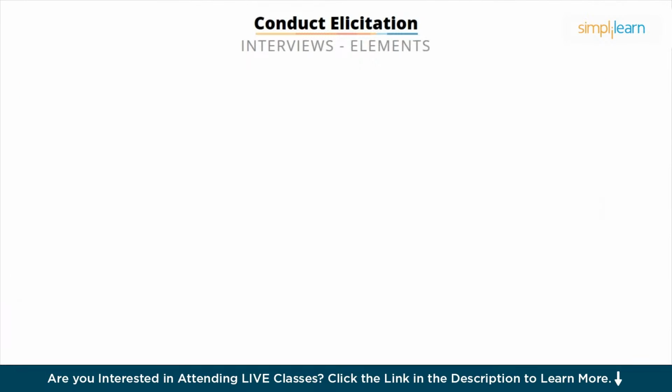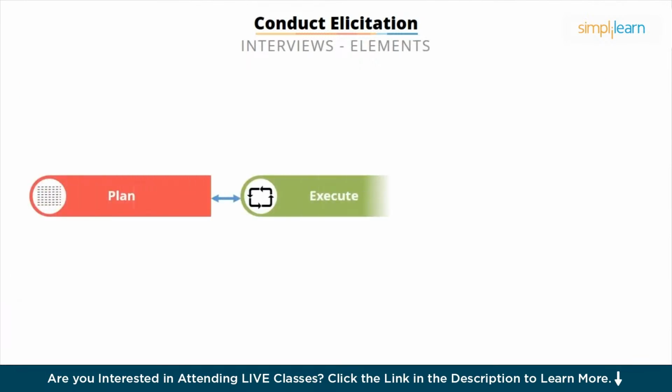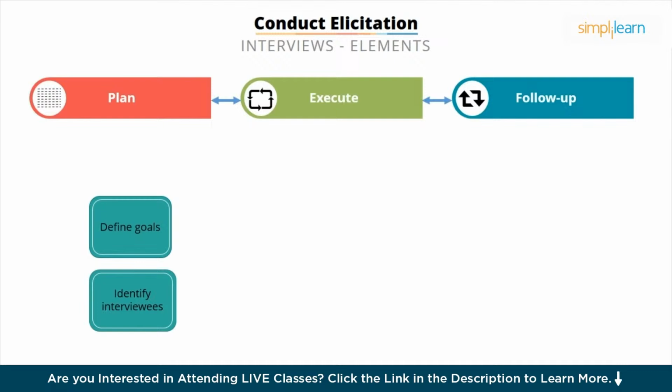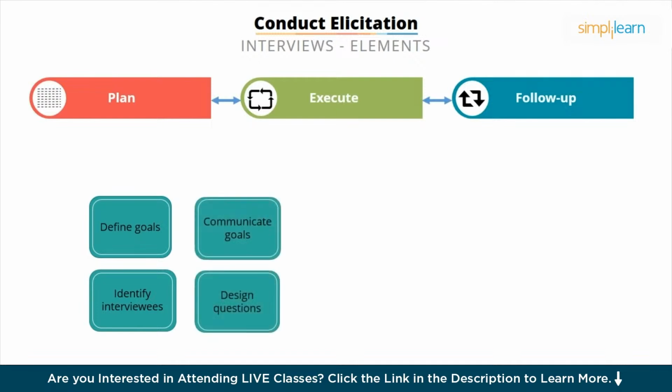The elements of interview technique are session planning, execution, and follow-up. Begin with defining the goals of the interview. Then, identify potential interviewees and communicate the goals. Design interview questions based on the interview goals. Design interview questions on 5 W's and 1 H: what, why, who, when, where, and how, to elicit data input, data output, business rules, and process.